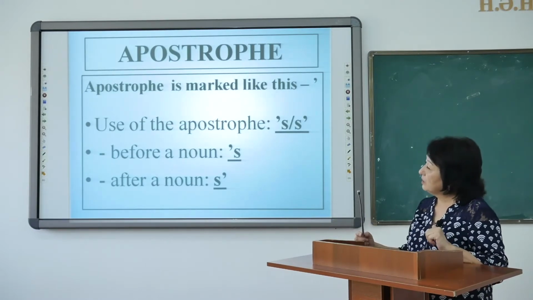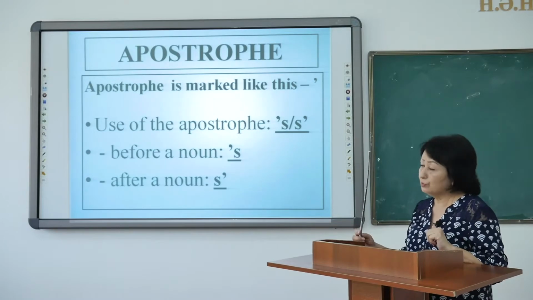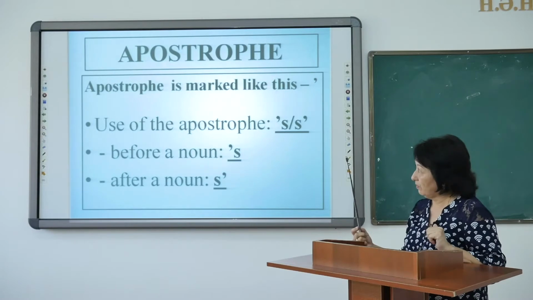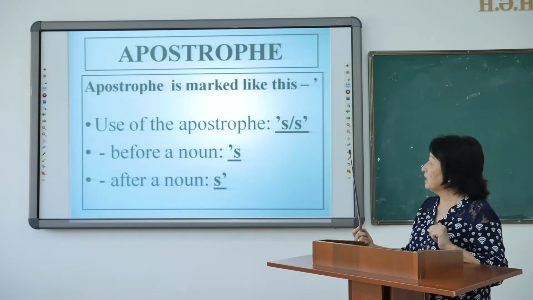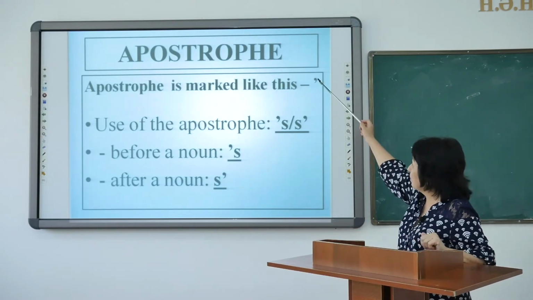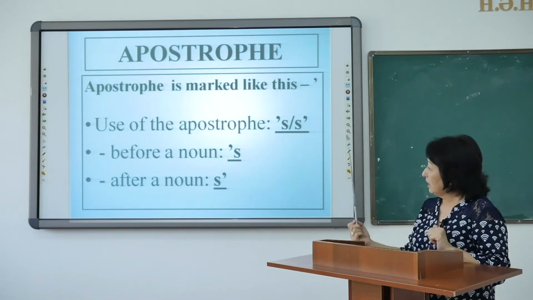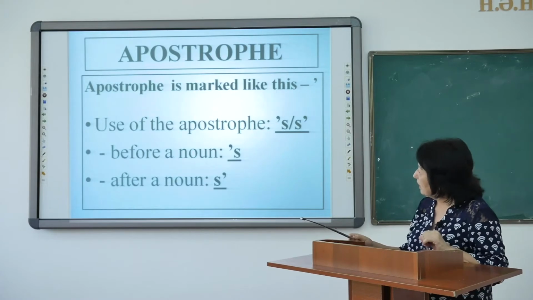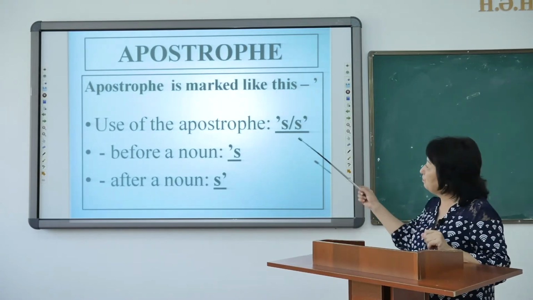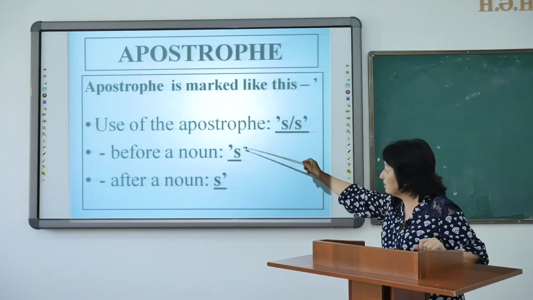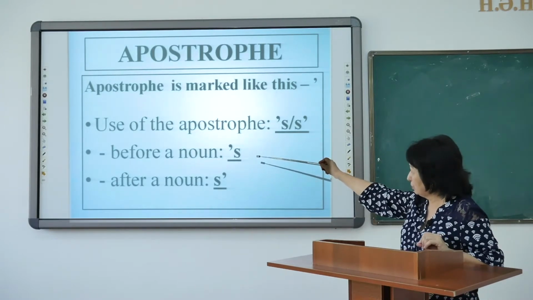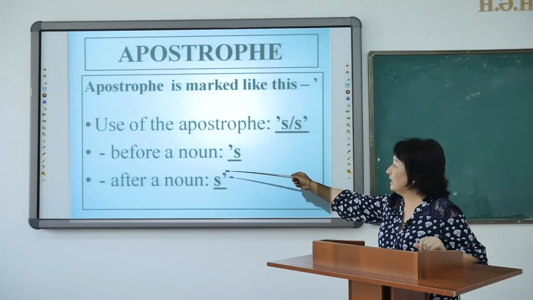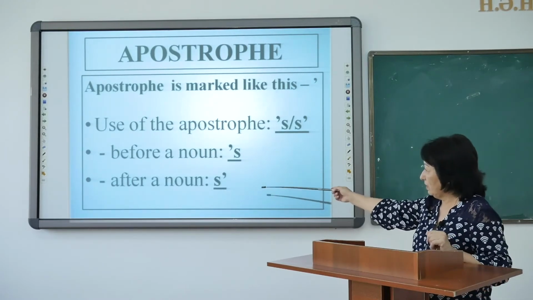And now, related to our new topic, we'll start with the apostrophe. So what is an apostrophe? It is marked with this symbol, a comma at the top of the noun. And there are two cases of use of the apostrophe. It can be used before an S, so in symbolic way it will be apostrophe and S, and after a noun it will be firstly an S and then apostrophe.